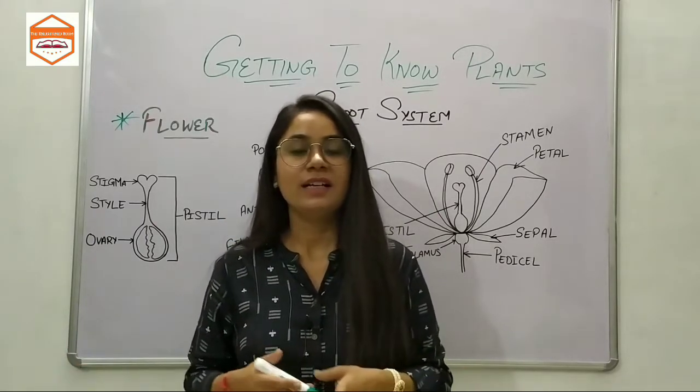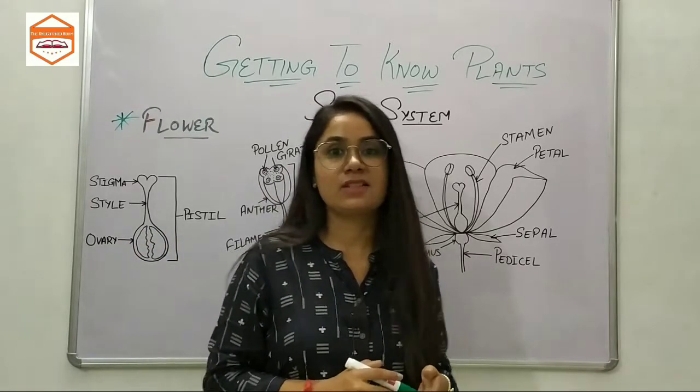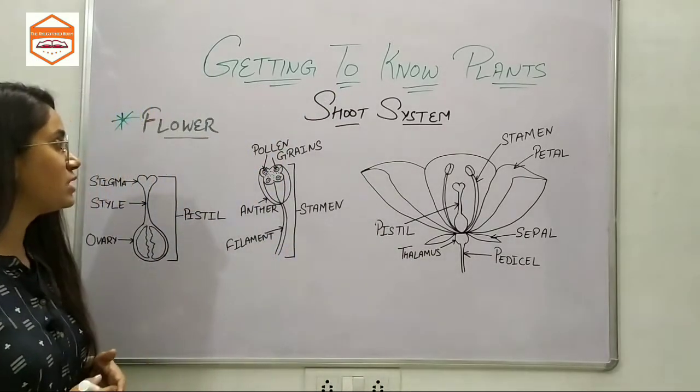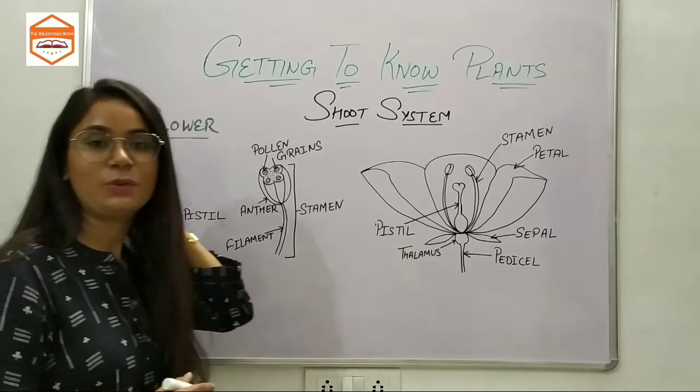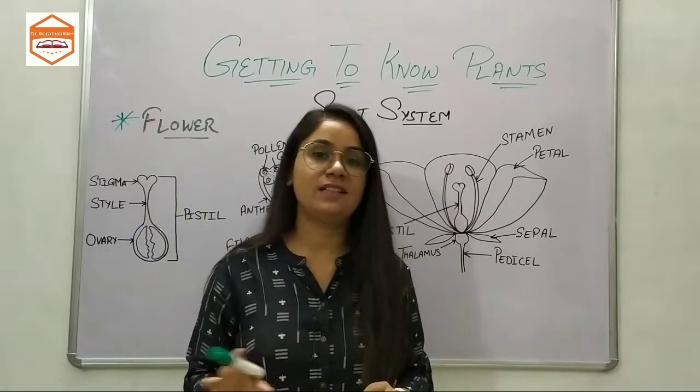So this is how this topic ends. This is all about our topic, the shoot system and the flower part. I hope you got the whole chapter.